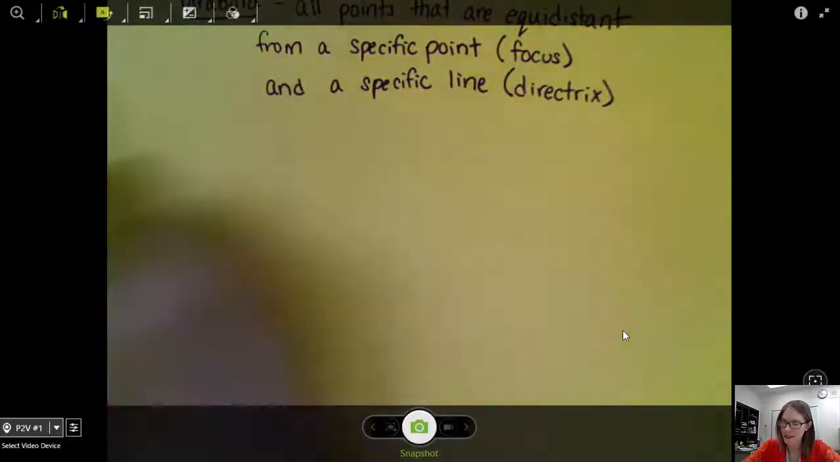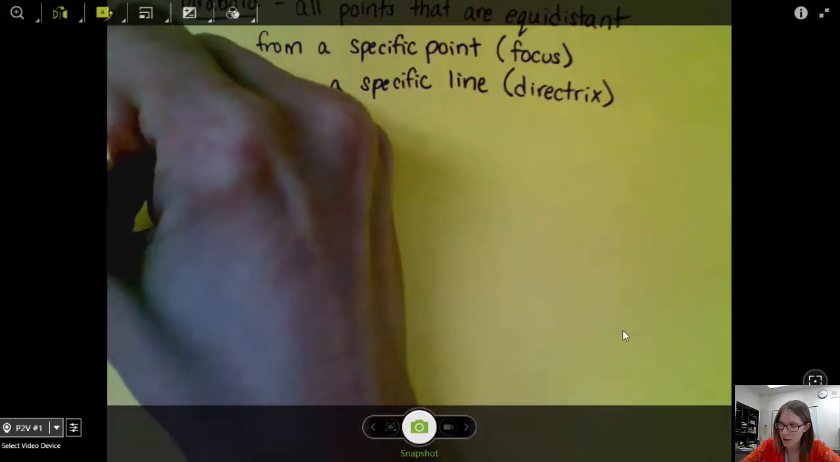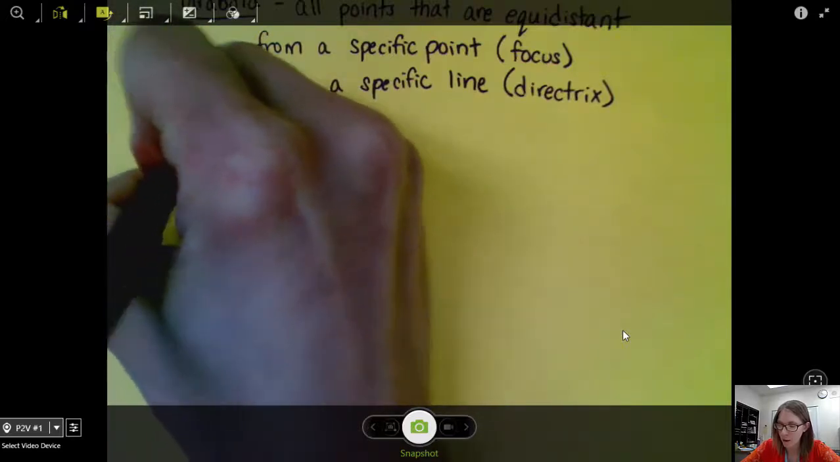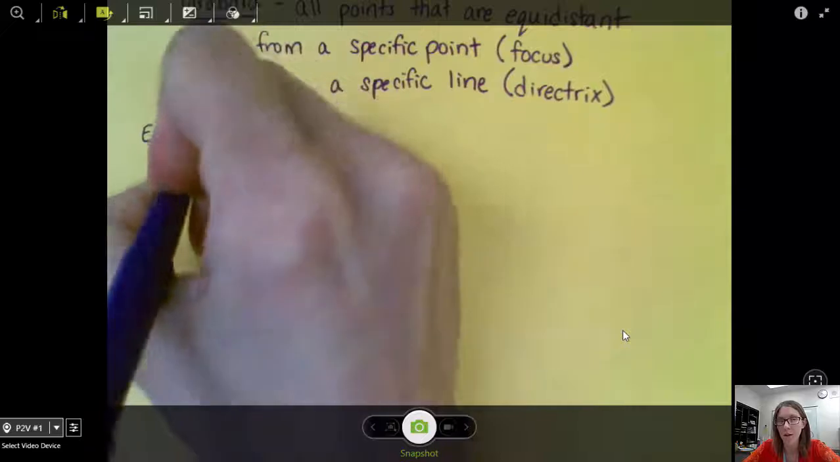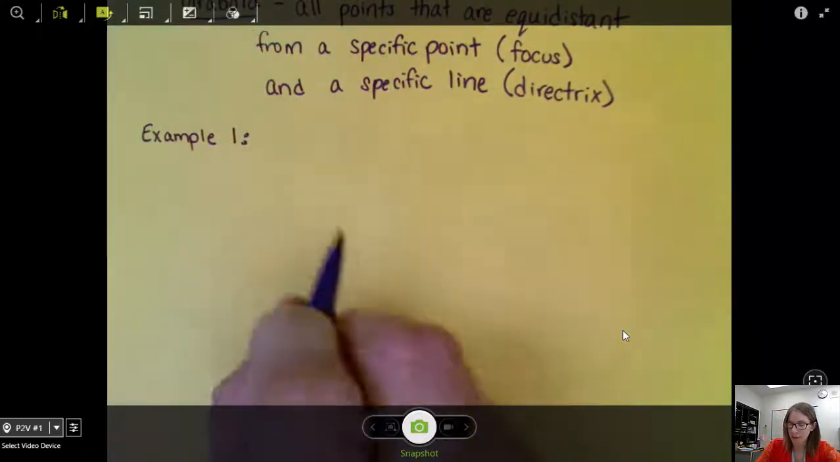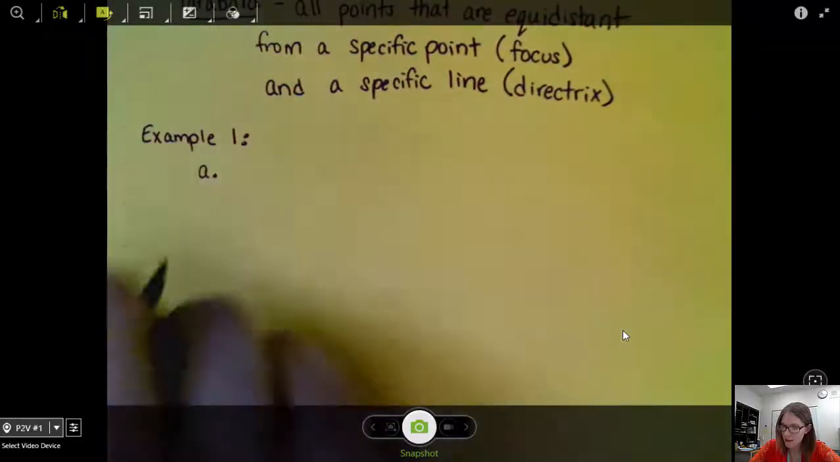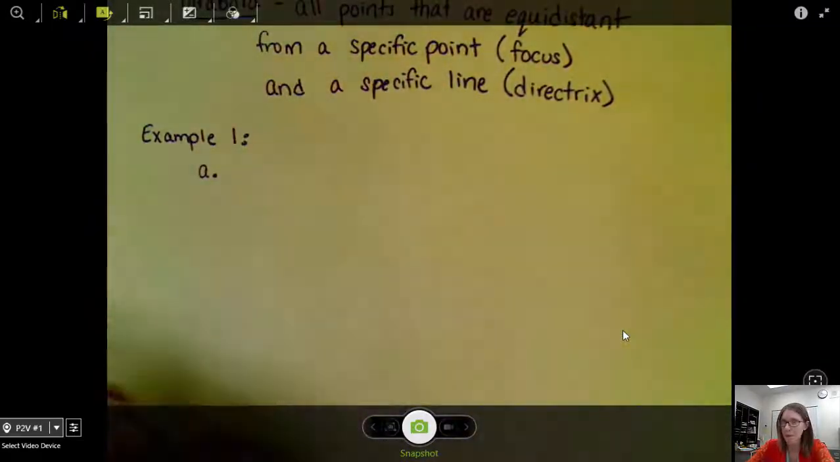All right, let's do some examples. In our last video, we saw all the different forms that we could have for our equations for parabolas, both vertical and sideways. Let's use all that information here. And I'll do two examples here, example 1a and then example 1b.